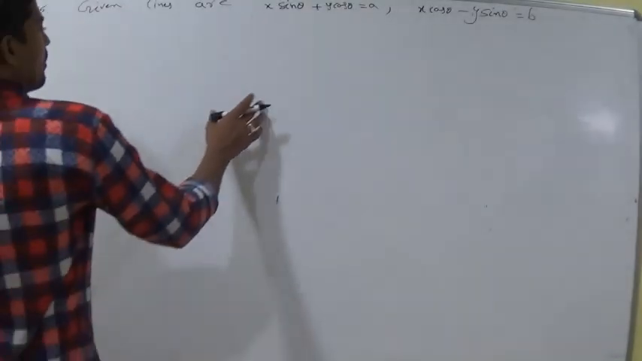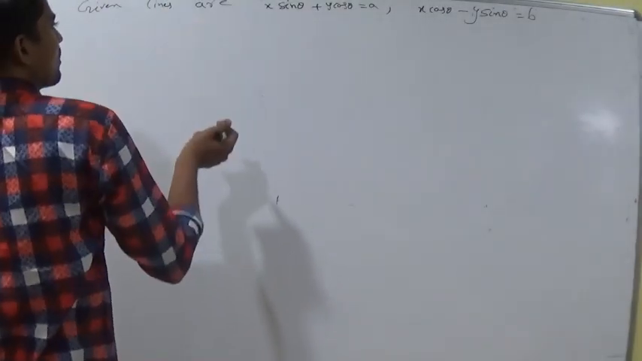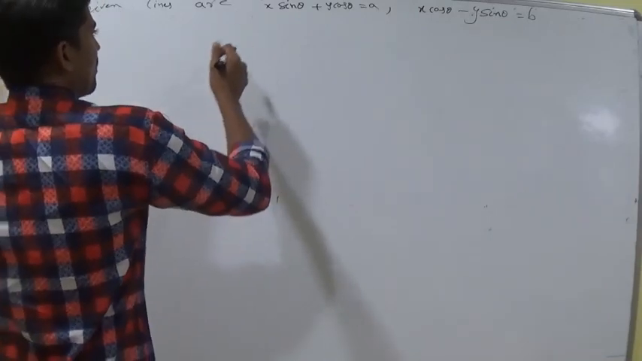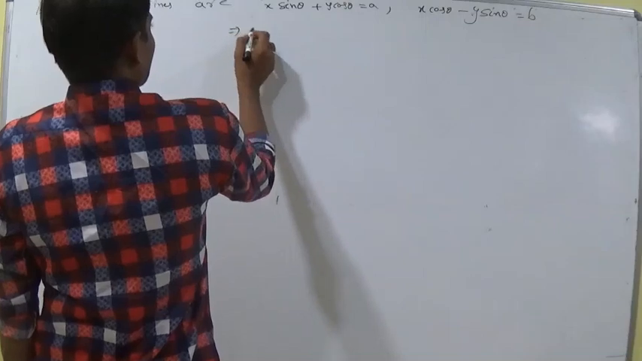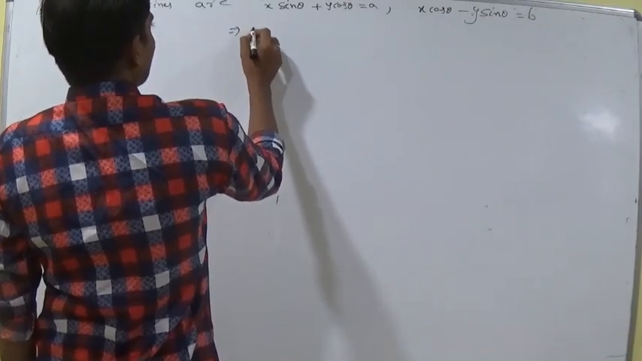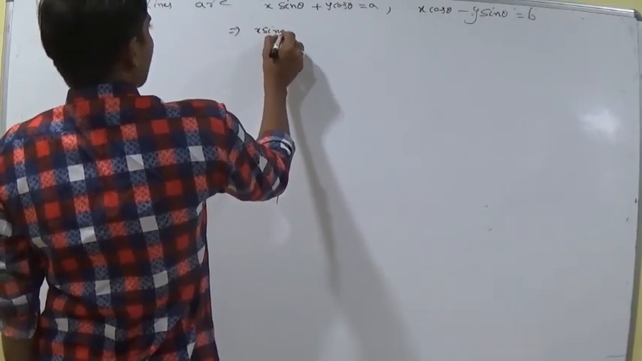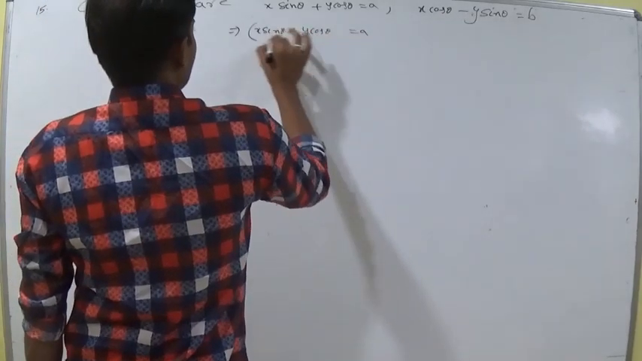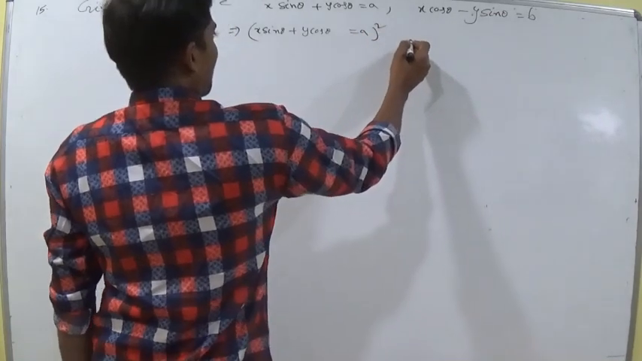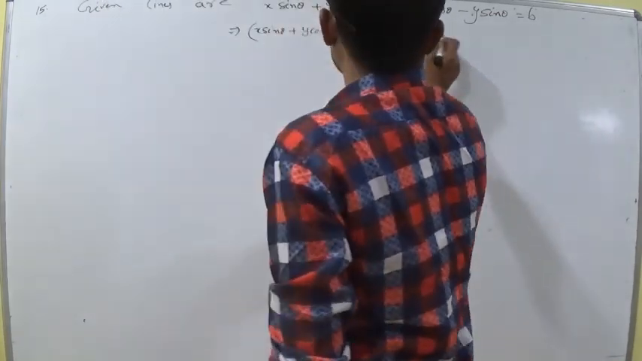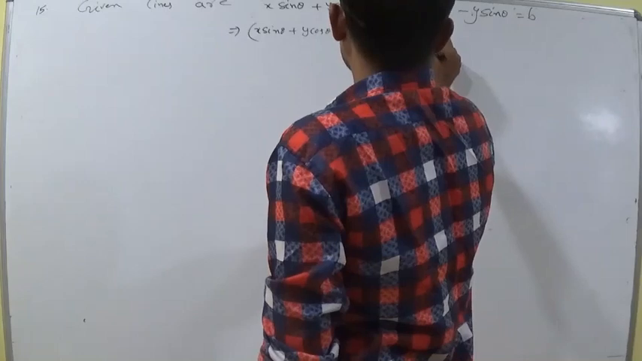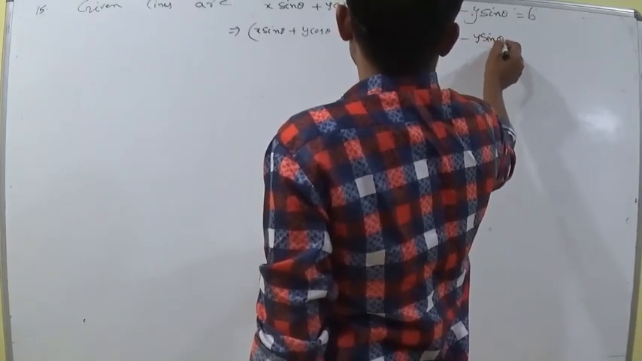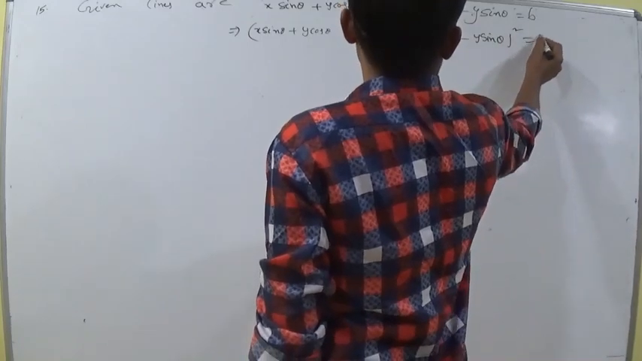Let us square on both sides. This implies (x sin theta plus y cos theta) whole square, and (x cos theta minus y sin theta) whole square.